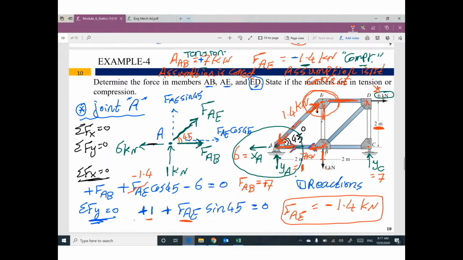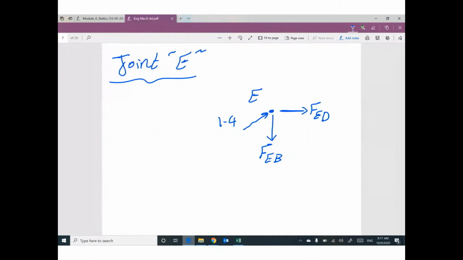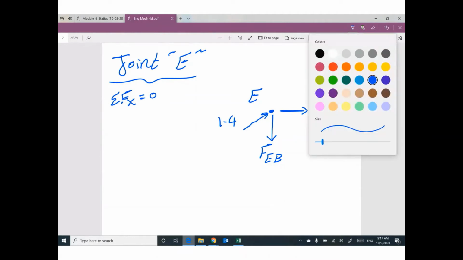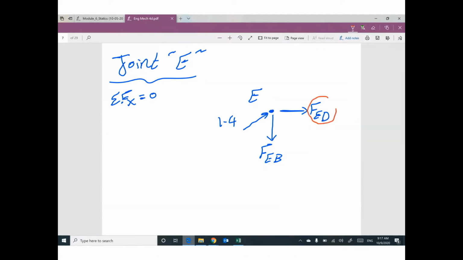Guys, from the first step, I figured out that the force in this member is 1.4 compression. Compression related to this joint means it is compression related to the joint on the other side of the member also. So we have a force here, 1.4. Go ahead and apply summation f of x equals 0. We are looking for this one only, FED.